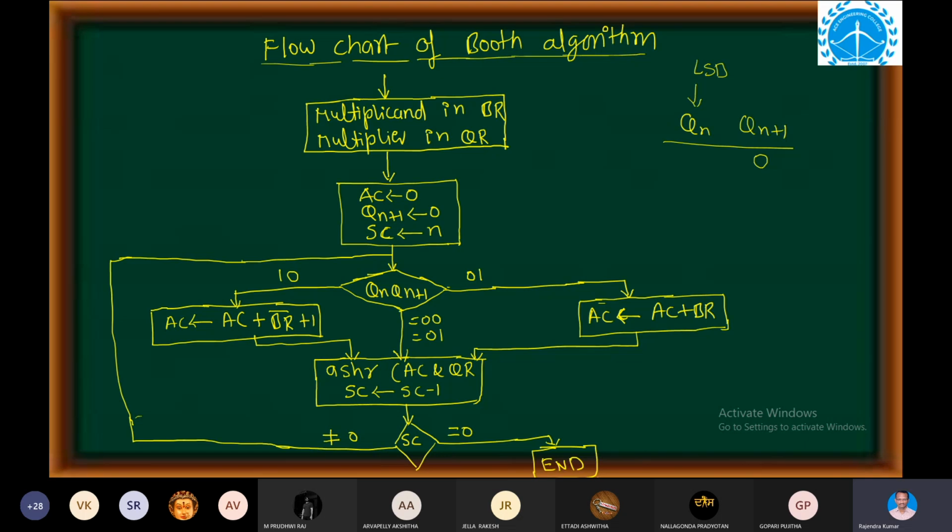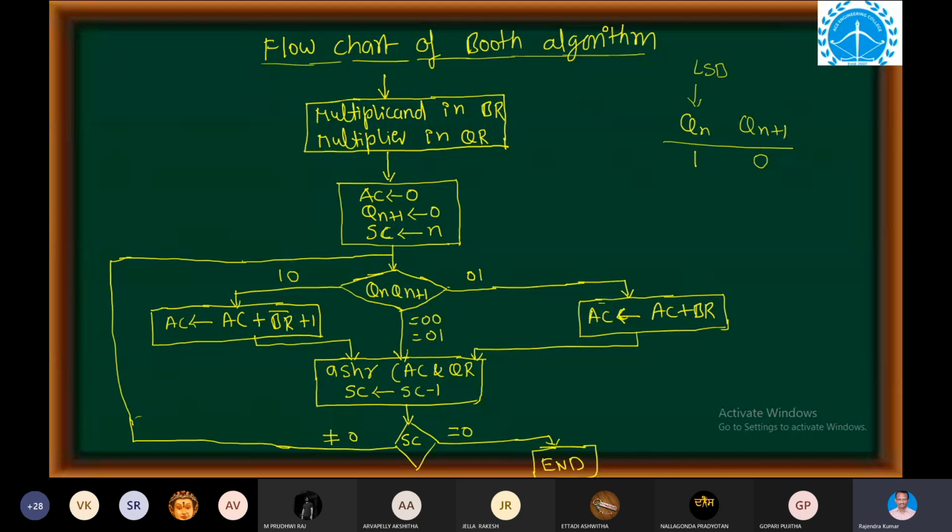Okay. Initially I put it as 0. I will check here, it is 1. So if Qn is 1 and Qn plus 1 is equal to 0, then what will I perform? I will perform the subtract operation, that is AC minus BR.